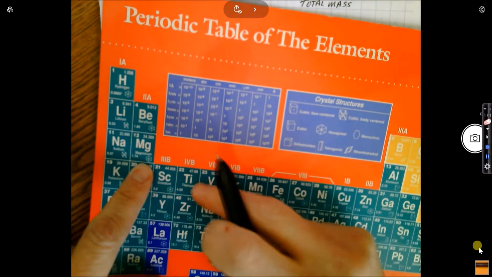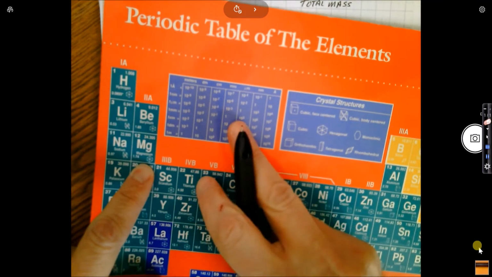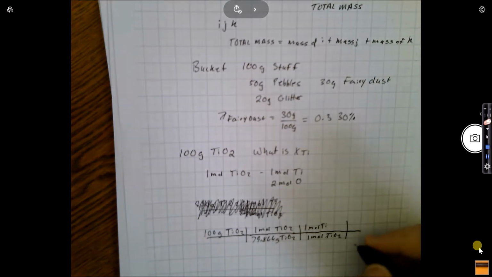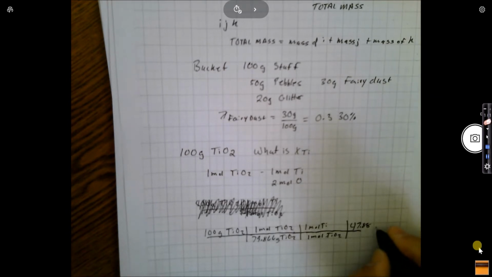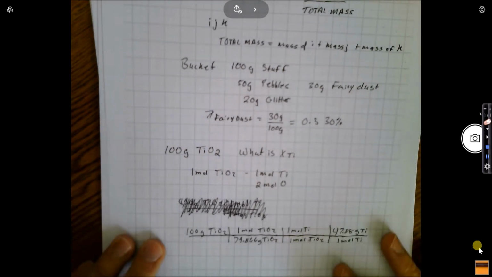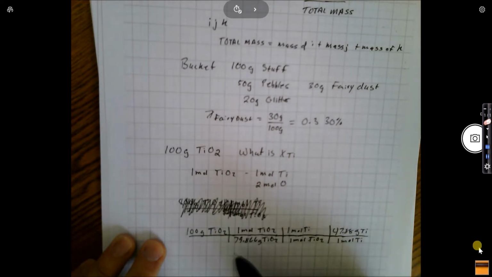But here we're looking at titanium, Ti. It has an atomic weight of 47.88. So we know there are 47.88 grams of titanium in 1 mole of titanium. All right, so we made this nice railroad track, and hopefully now you're getting the importance of both the railroad track method and the use of bookkeeping.